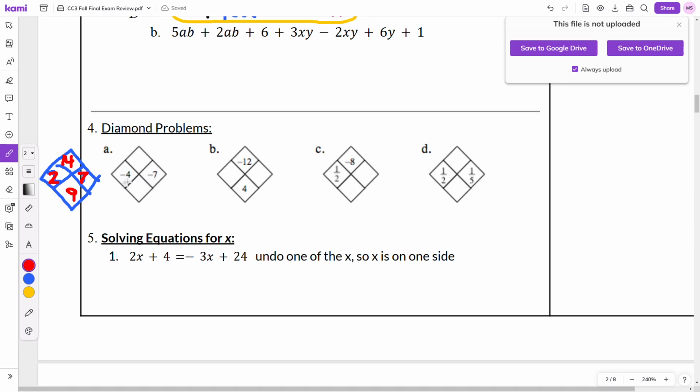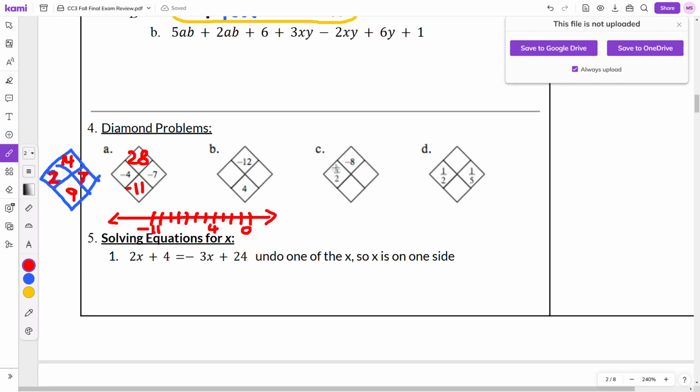So for A, negative 4 times negative 7, negative times negative is positive. 4 times 7 is 28. Now, negative 4 plus negative 7, if you add them together, think of the number line where you have 0, and then you have 4 here. And then it says minus 7 from there. So 1, 2, 3, 4, 5, 6, 7. You're at minus 11. So we're going to put minus 11 down there. And so that's how you do those.